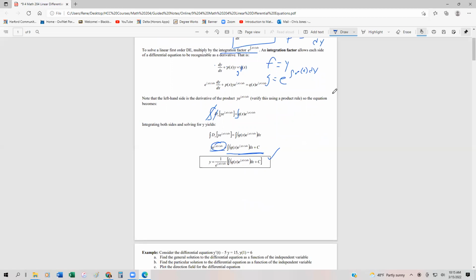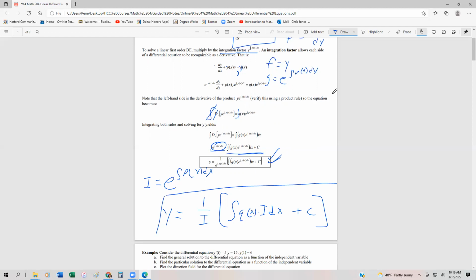Now when I do these problems, what I'm going to do is take it a step further, and define I to be e to the integral of p of x dx. And so what we could do is rewrite the former as y equals 1 over I times the quantity of the integral of q of x times I dx plus c. So this might be a little bit easier to swallow than something as ugly as the other. They're both the same thing. This is just putting this intermediary step in.